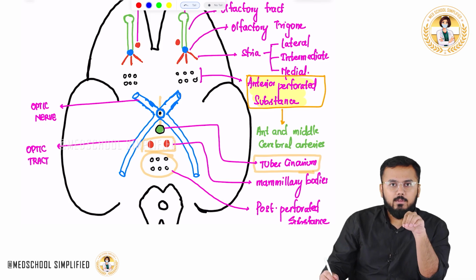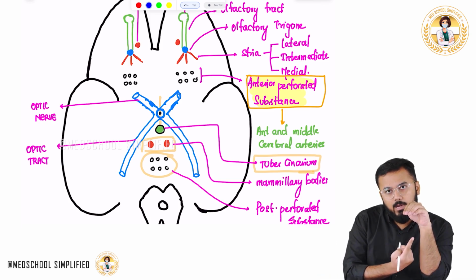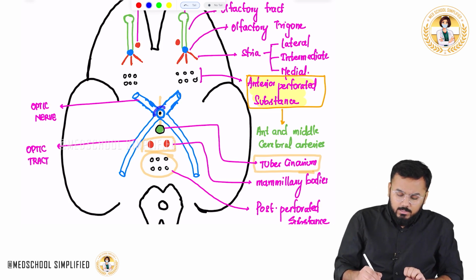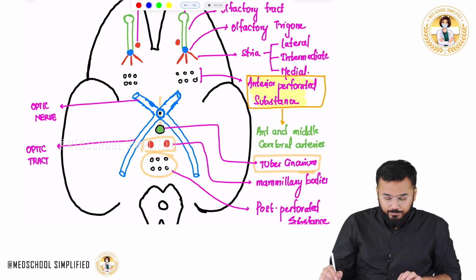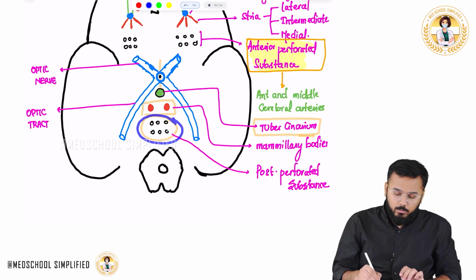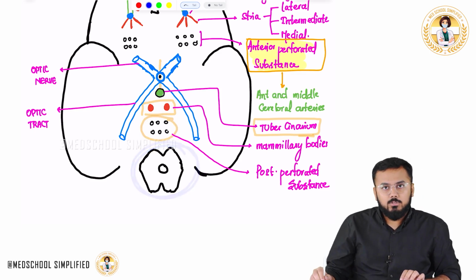If this is a brain, and you are looking at the brain from below, from the inferior end or the basal end, this is how the picture looks. Once again, this is the optic chiasm. Behind the optic chiasm we have the tuber cinereum. Behind that we have the mammillary bodies. Behind that we have the posterior perforated substance, and behind that we have the midbrain.